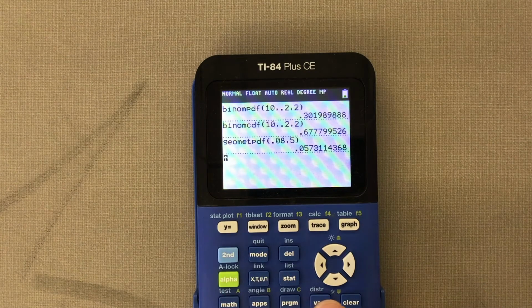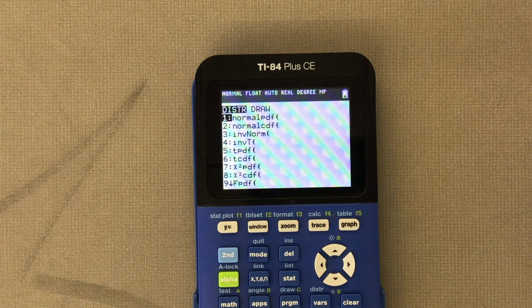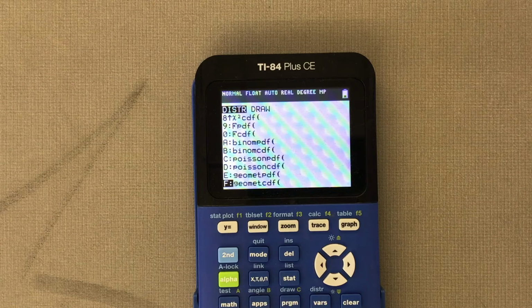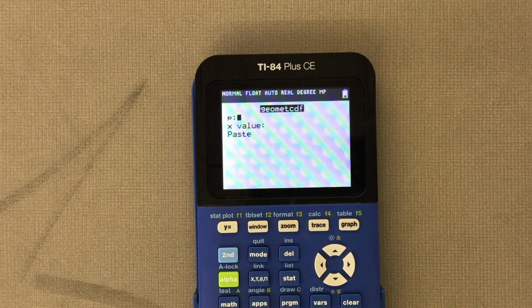So head back to that distribution menu, so second vars, go to the bottom, the very last option, option F there is geometric CDF. Click on that. Again, the menu looks very identical to the PDF one, but this time around it's going to be finding all the things less than it as well. So we're still at 8%. We're interested in the 4th or 3rd or 2nd or 1st person being the first person with color blindness. So this will include all of those.